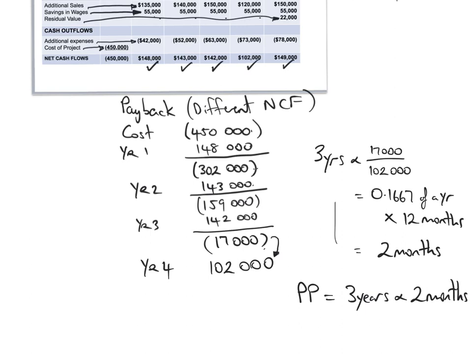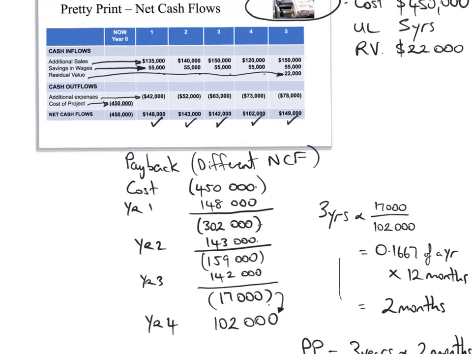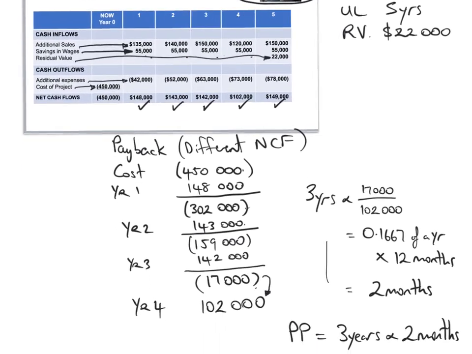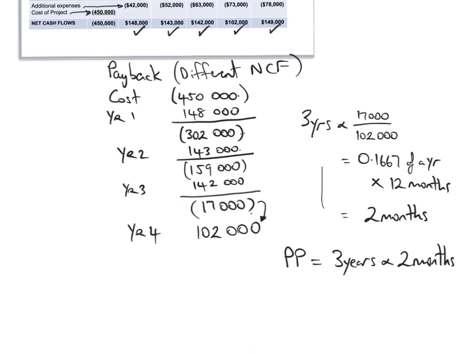Now, the management of the company may have a rule regarding projects. They might say that any project that takes longer than 3 years to pay for itself, we're not going to be interested in. So it might have a decision rule within the company that anything over 3 years, we don't go ahead with the project because it's too risky. So because this is 3 years and 2 months, it's pretty close to the 3 years, but technically they would then say, well, no, we're not going to go ahead with the project.